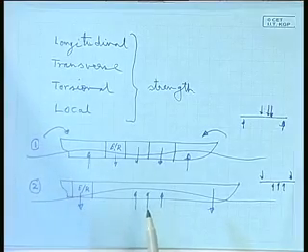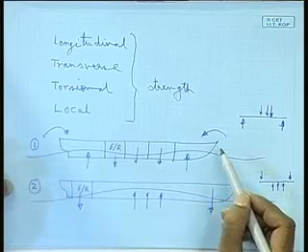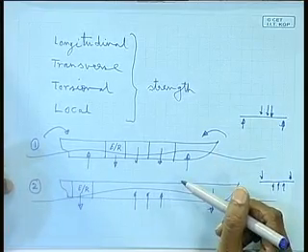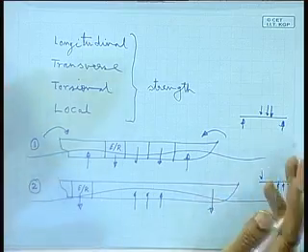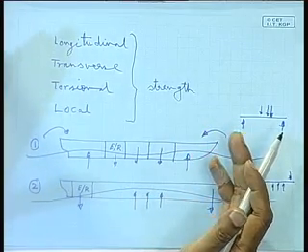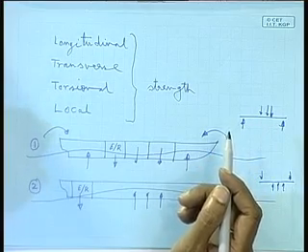So now on that basis, you tell me in case one, what kind of failures are expected and where will it initiate? Buckling where? Why semi-aft region? Why not more in the middle region? Buckling is due to what? Why does buckling take place? Because of compressive stresses, right? Because of compressive load.